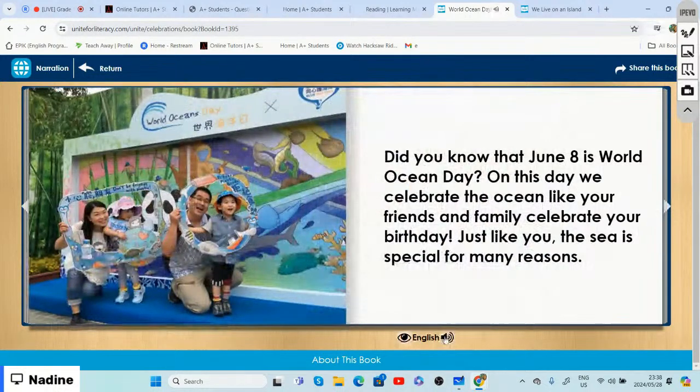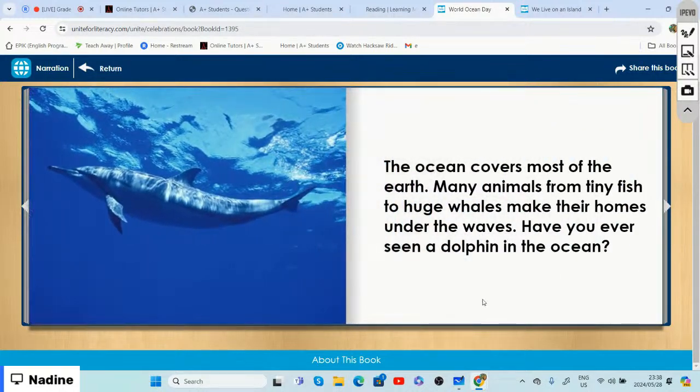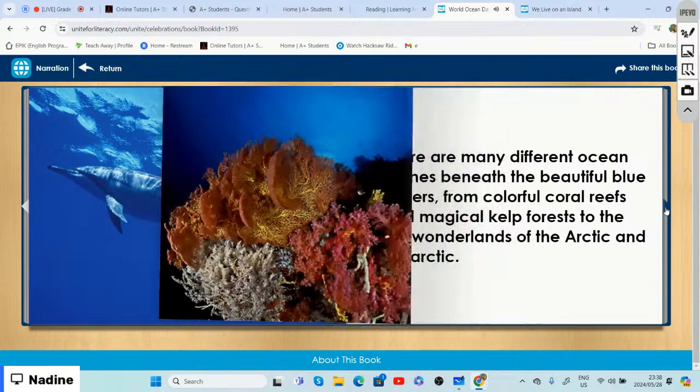Did you know that June 8 is World Oceans Day? On this day, we celebrate the ocean like your friends and family celebrate your birthday. Just like you, the sea is special for many reasons. The ocean covers most of the earth. Many animals, from tiny fish to huge whales, make their homes under the waves. Have you ever seen a dolphin in the ocean?